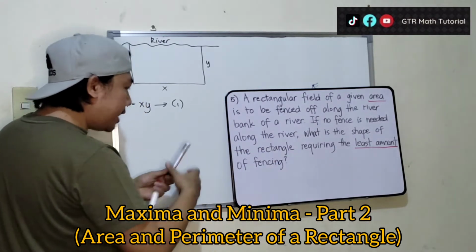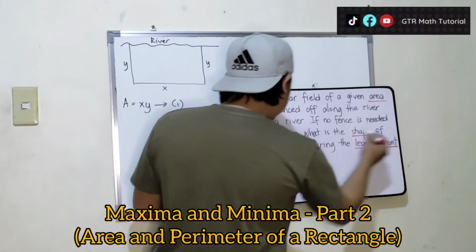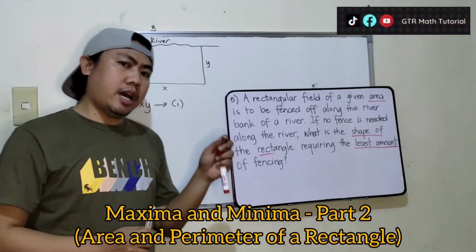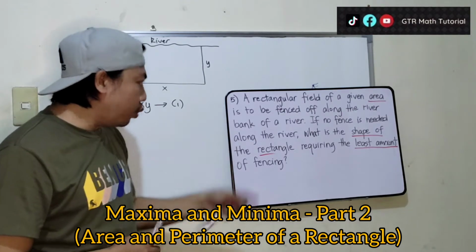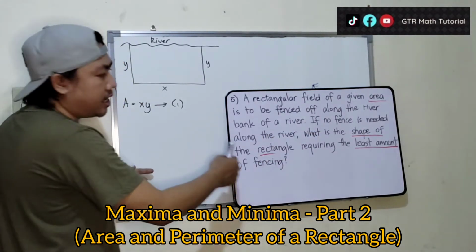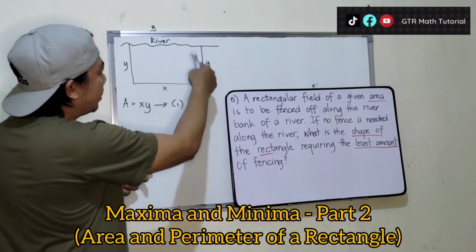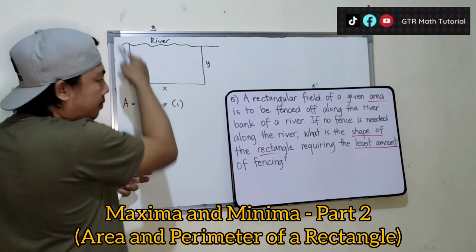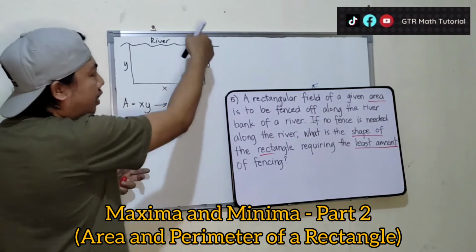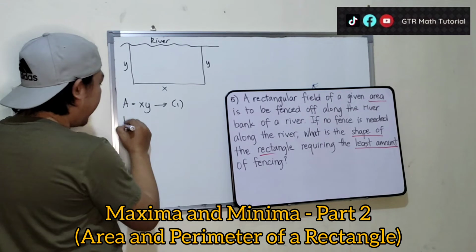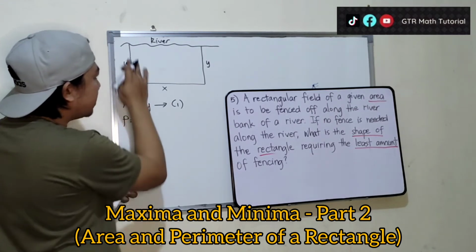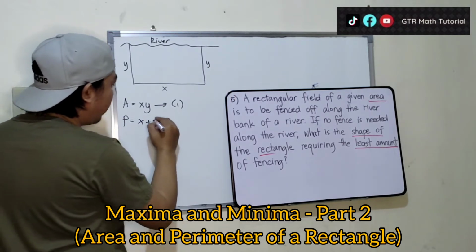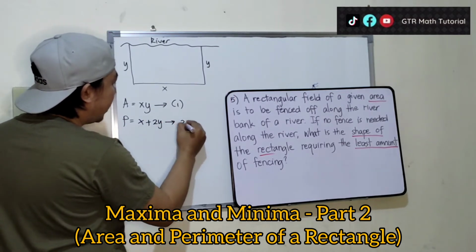So the question is, what is the shape? So when we say what is the shape of the rectangle, that means find the dimensions, measure of length and width, requiring the least amount of fencing. So fencing, so that is the perimeter. So ito yung total na magagamit para sa perimeter natin, para dun sa rectangular field. So therefore, the second equation, perimeter is equals, just add x and then we have 2y. So x plus 2y, so this is our equation number 2.